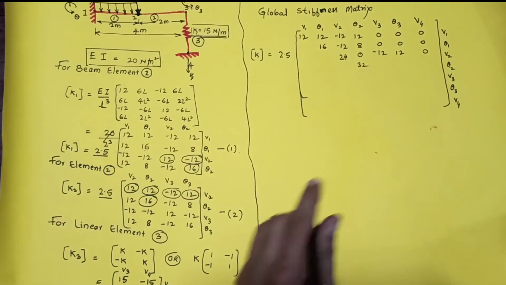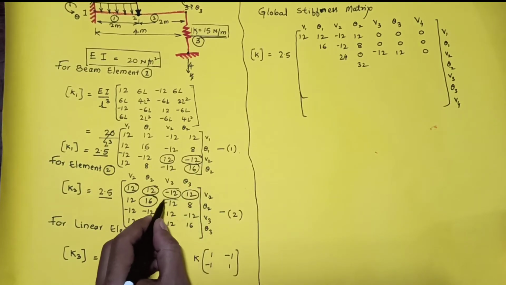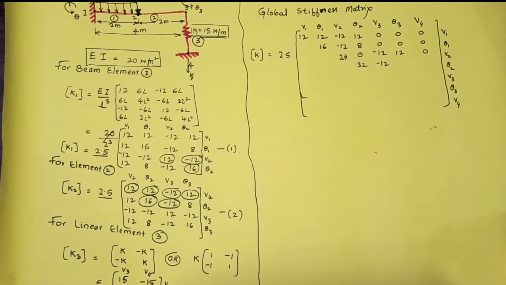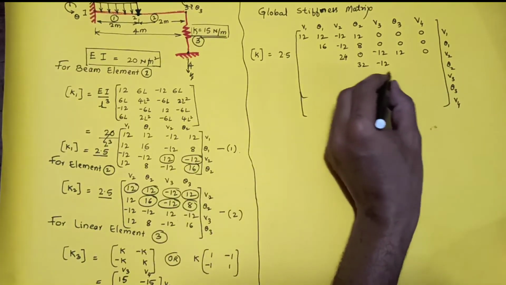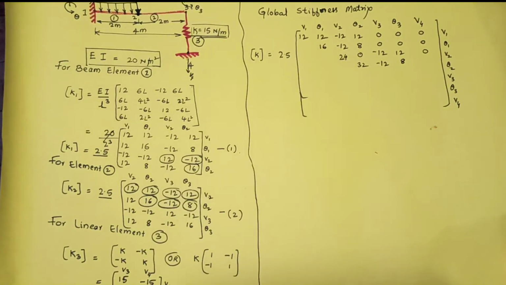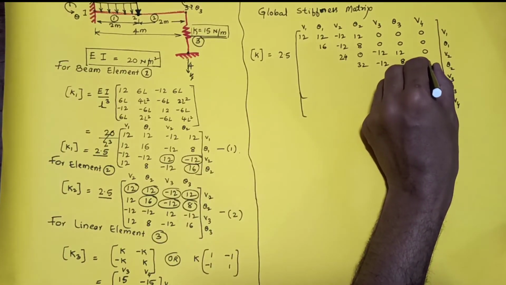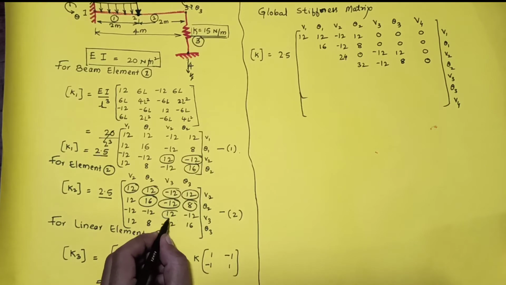Now theta 2 V3, that's minus 12. Okay, now theta 2 theta 3 is 8. Theta 2 V4, no link between 2 and 4, so it will be 0. Okay, then we will have V3. So V3 it is 12.